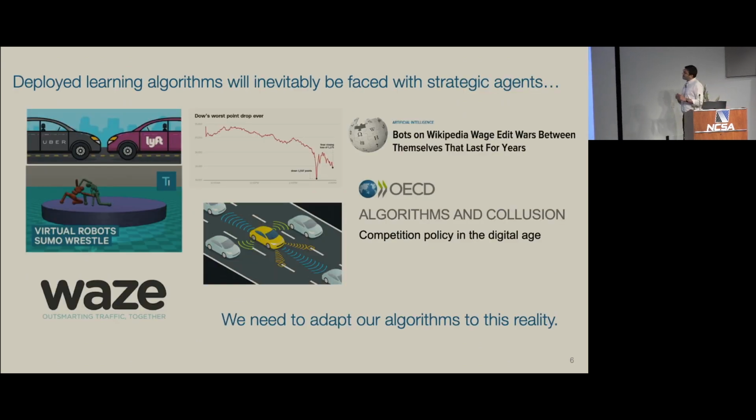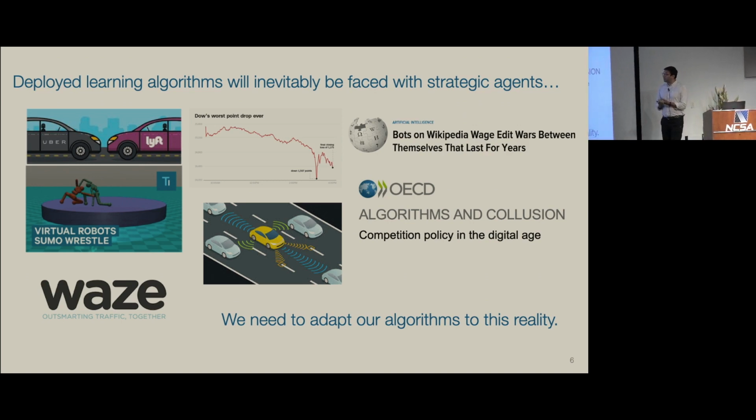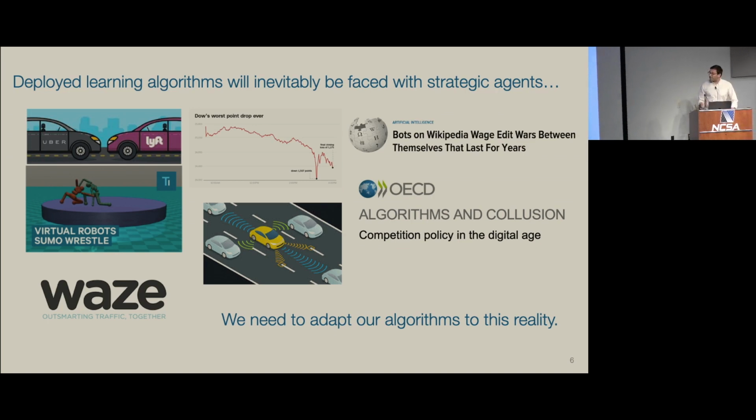And so I could go on and on with these types of negative examples, but I think the takeaway is that deployed learning algorithms will inevitably be faced with strategic agents, and we actually have to design our algorithms from the ground up to deal with these types of scenarios. And I could go on and on. The OECD is worried about algorithms and price collusion. Self-driving cars have to deal with this all the time, and so on.